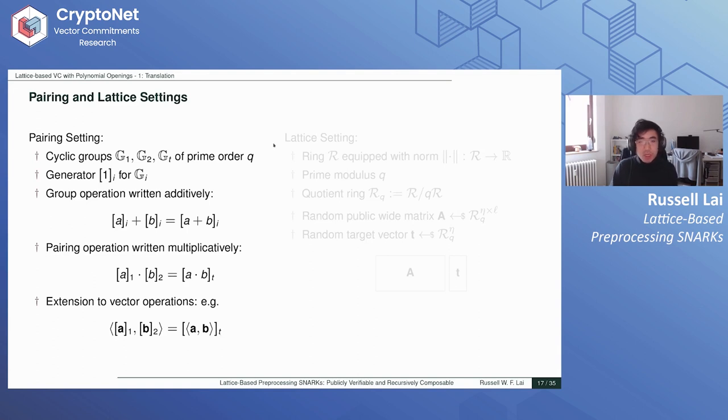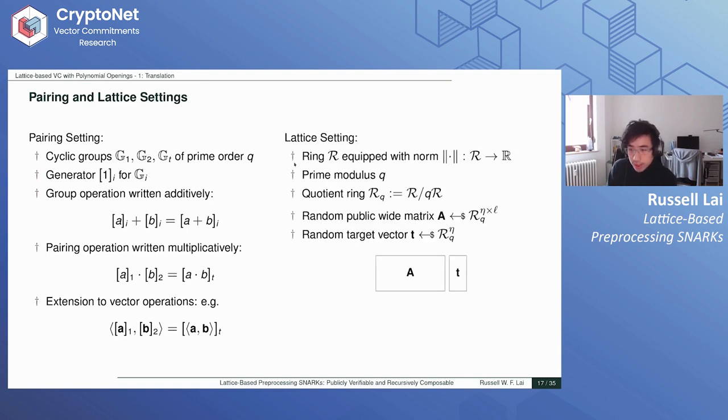Moving on to the lattice setting, we are now given a ring instead of a group. And this ring is equipped with a norm function, so we can talk about whether a ring element is long or short. And one could easily extend this norm function to talk about the norms of vectors of ring elements as well. Then we are also given a prime modulus Q so that we can define a quotient ring, which is defined by the ring R divided by the ideal generated by Q. And finally, we are given some public matrix A and public vector T.